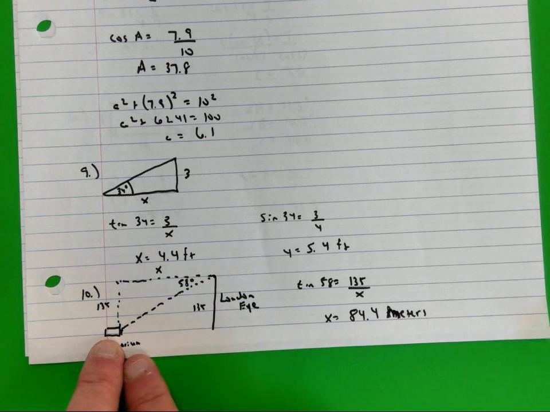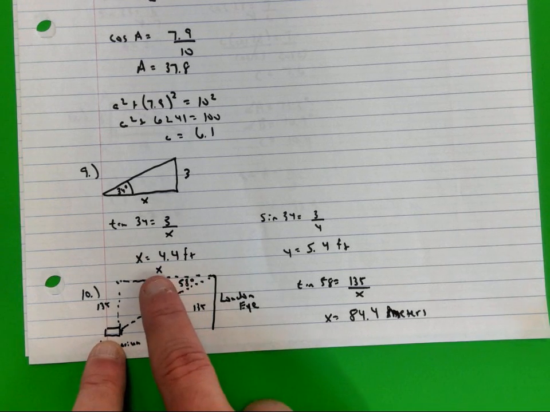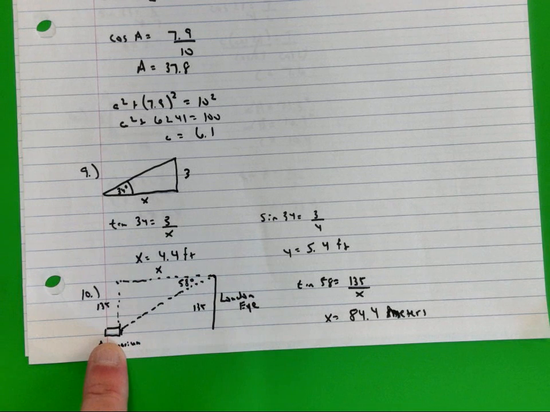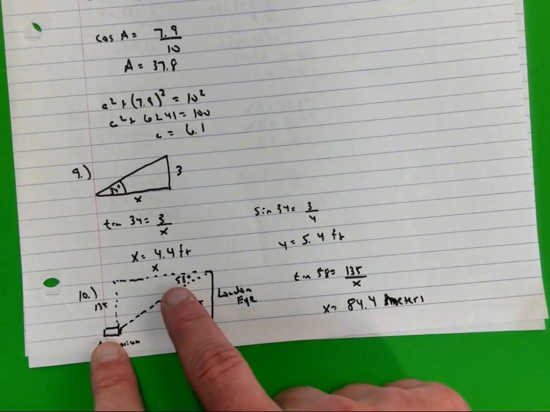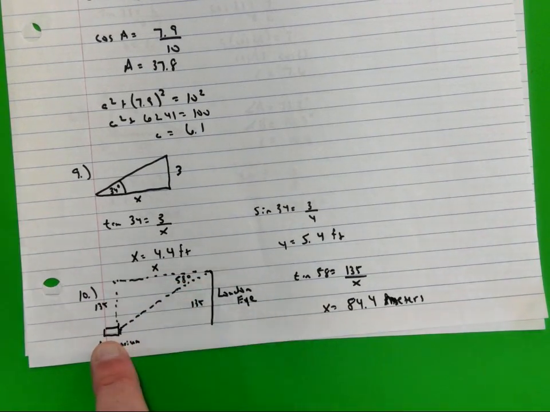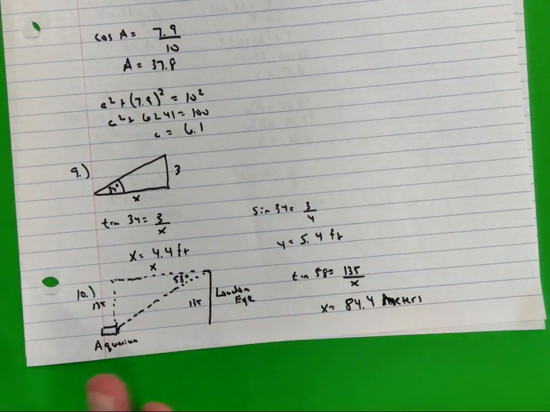Or you could put the x down here. That's fine. But the x right here. And then you did tangent of 58 equals 135 over x. I do it up here because you want the angle, you want to make the triangle up here. And you get 84.4 meters.